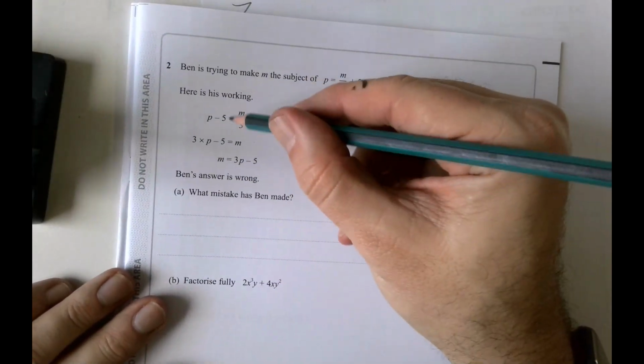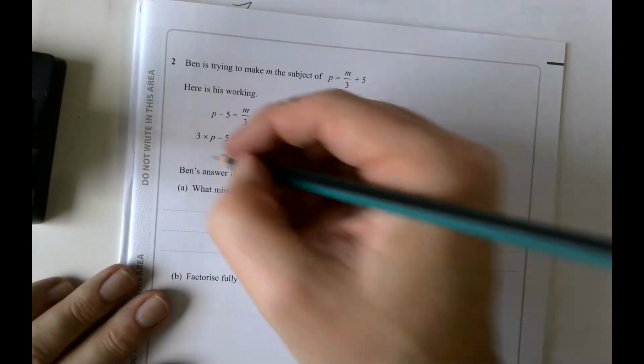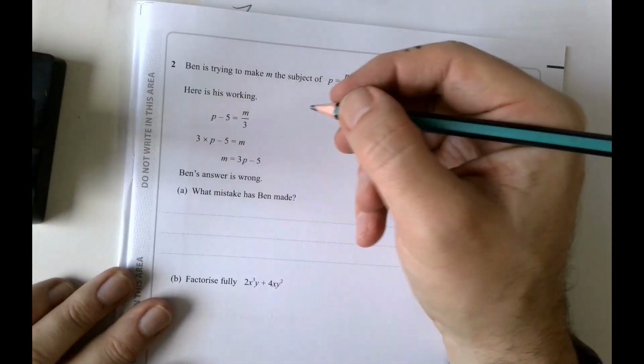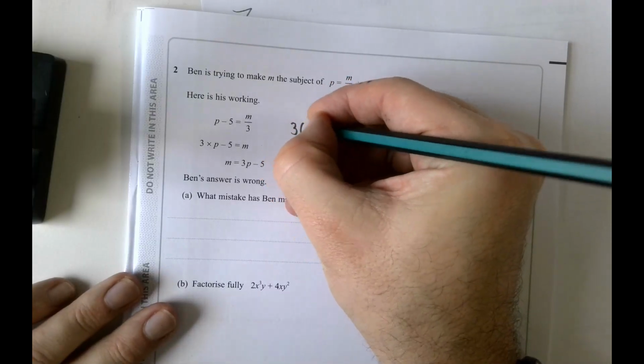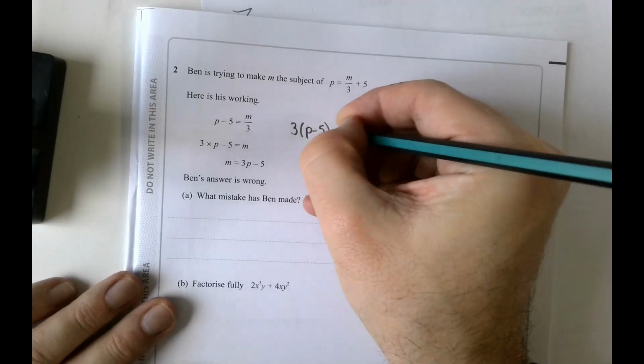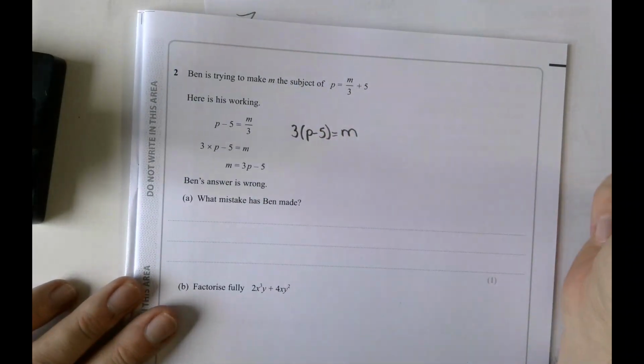Here's Ben's working, so he's trying to solve this. So first thing he's done is multiply by 3. Now, well done Ben, that is a good thing. We want to get rid of the fraction. But what I need to do is multiply all of those things by 3. So my next step could look like that.